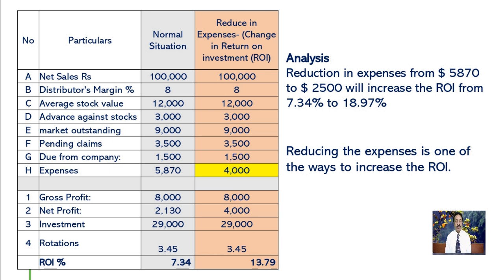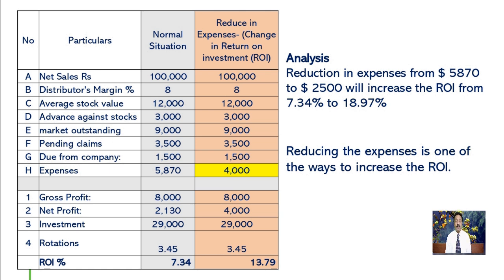So first what we have done, we increased the turnover, ROI increased. We increased the margin, ROI increased. Now in this sheet, if you see the sheet, in this I reduce the expenses. By reducing the expenses, how the profitability changes. The expenses were before $5,870. I brought down to $2,500. With the difference and reduction in the expenses, the profitability increased from 7.34% to 18.97%. This is the third way to increase the return on investment.